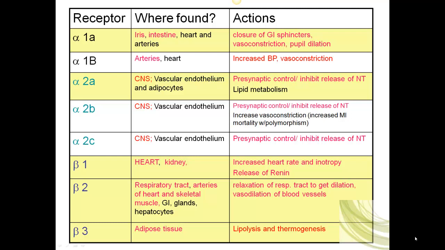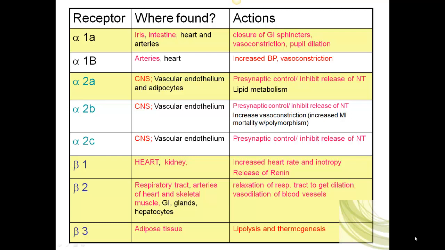Alpha 1, you don't need to worry about alpha 1A or B. Alpha 1. Alpha 2, just want you to know them as alpha 2. The betas, I do want you to know beta 1, beta 2, beta 3. Everything in red on this slide I want you to know.